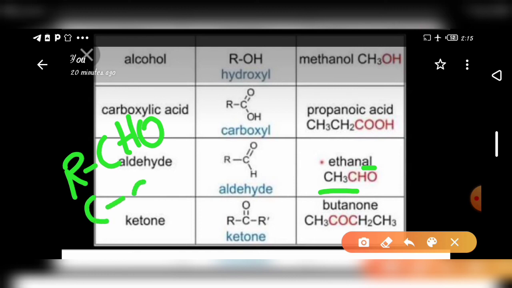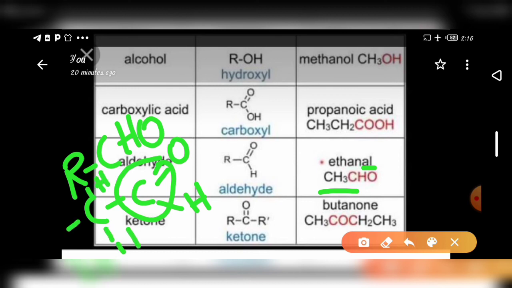You write down 2 carbons, and one will be bonded with 1 double bond oxygen and 1 single bond hydrogen. See here, this carbon has its 4 valency fulfilled, so it does not contain any other hydrogen atom. But this carbon contains 3 hydrogen atoms. So CH3CHO, you write it as CH3CHO. This is the formula of ethanal.